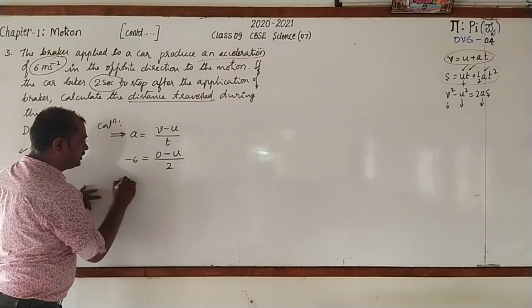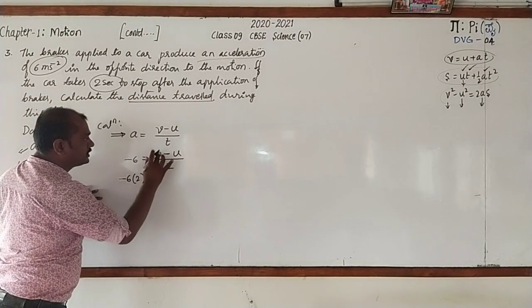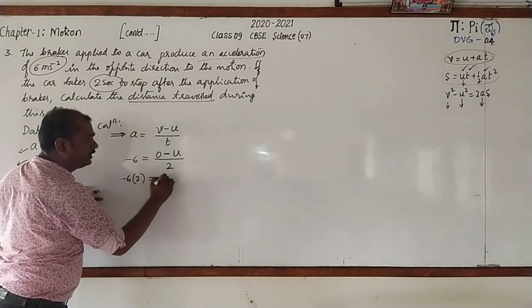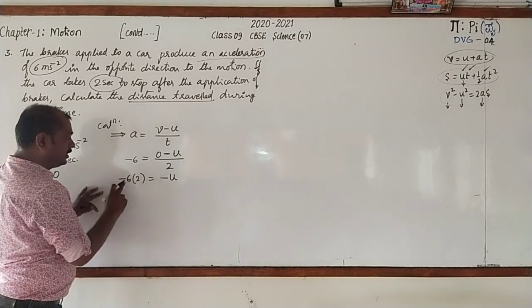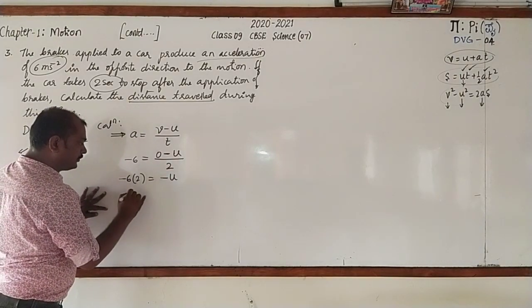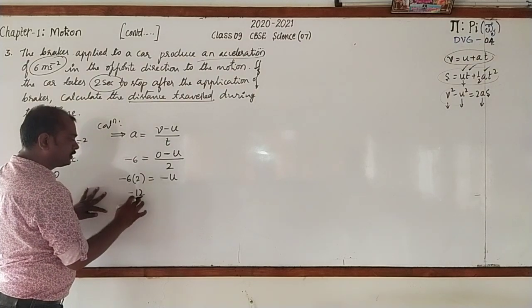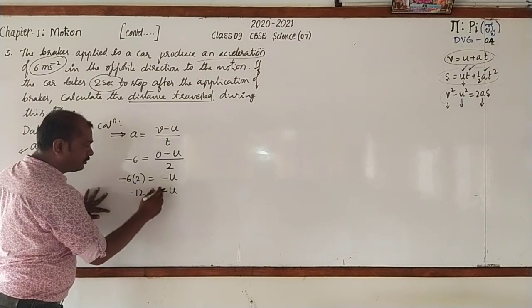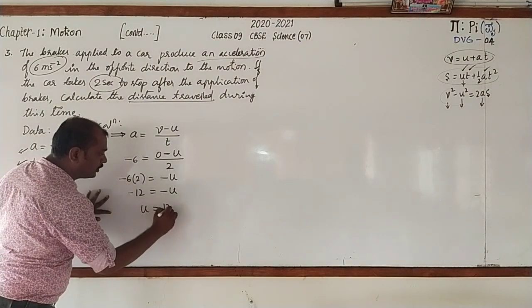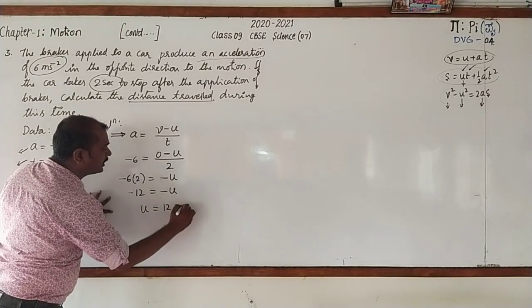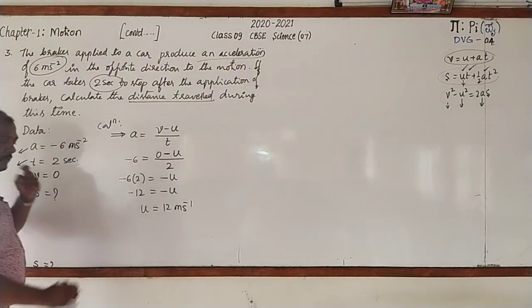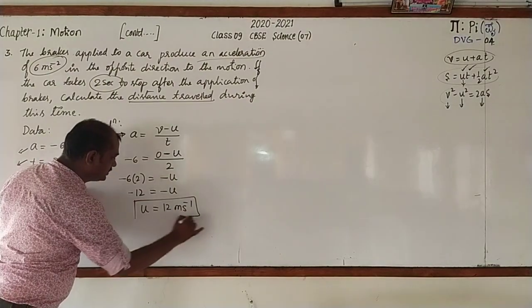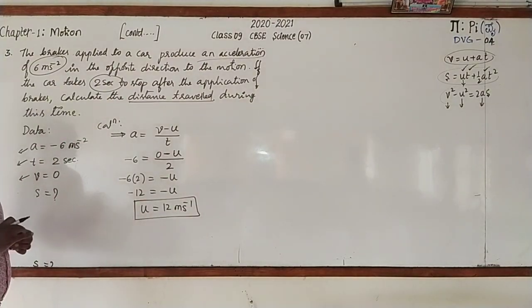On cross multiplying, it is minus 6 into 2 equal to 0 minus u. It is minus u. Then minus 6 into 2, minus 12. 6 2s are 12, minus as it is. Minus u. Minus gets cancelled. u equal to 12 meter per second. Got it? This is the initial velocity.